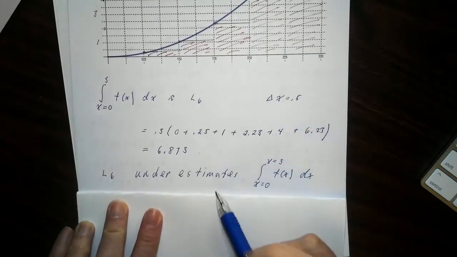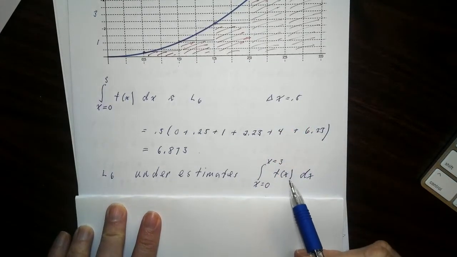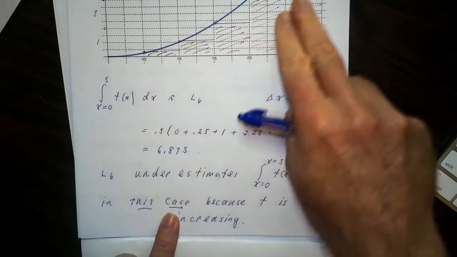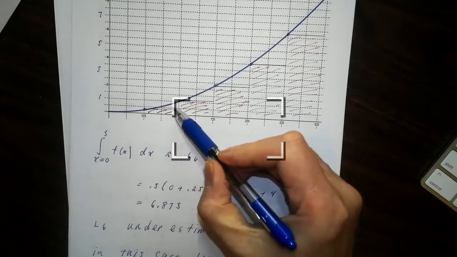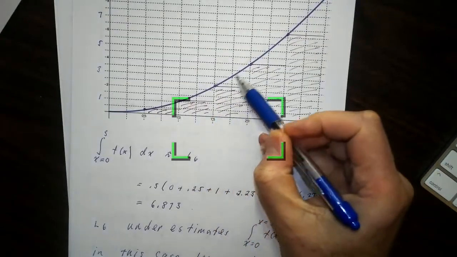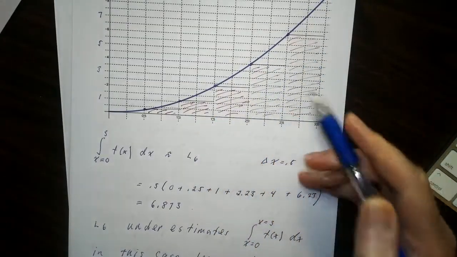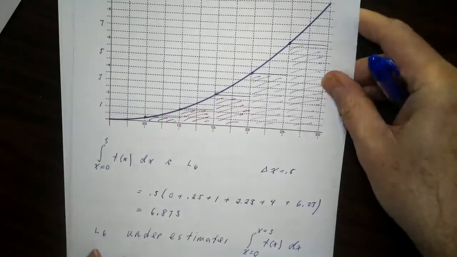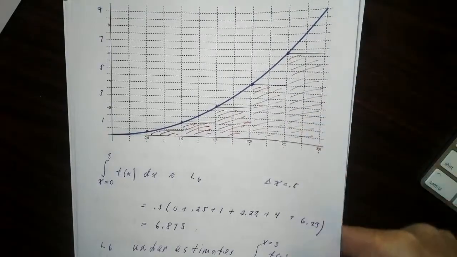In this case, L6 underestimates the true value of the integral. That's because f is increasing throughout the interval. We're failing to include little portions of area from rectangle to rectangle that fall under the curve. So that's the left and the right estimate. We talk about these in Calculus 1.